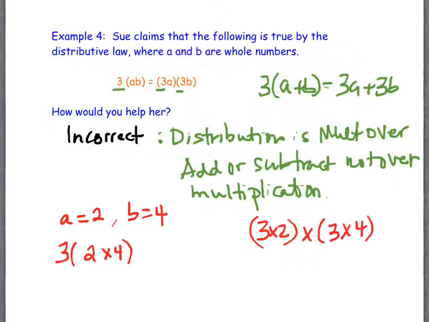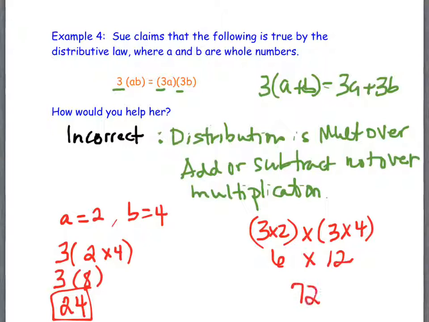Okay, so we work inside the parentheses. 2 times 4 is 8, and then 3 times 8 is 24. Thank you. So 24 is on the left-hand side. On the right-hand side, 3 times 2 is 6, and 3 times 4 is 12. Now you get a big multiplication. 6 times 12 is 72, yes. So these are the two answers that we get working with her method. And 72 and 24 are, of course, not the same. So with real, concrete, quick numbers, all within multiplication tables because we chose small numbers, we show that this doesn't work.